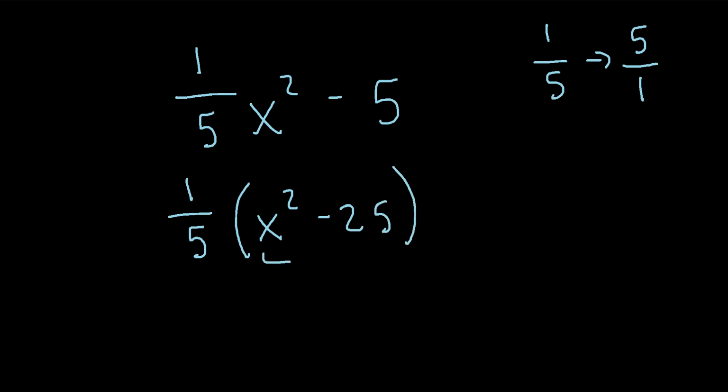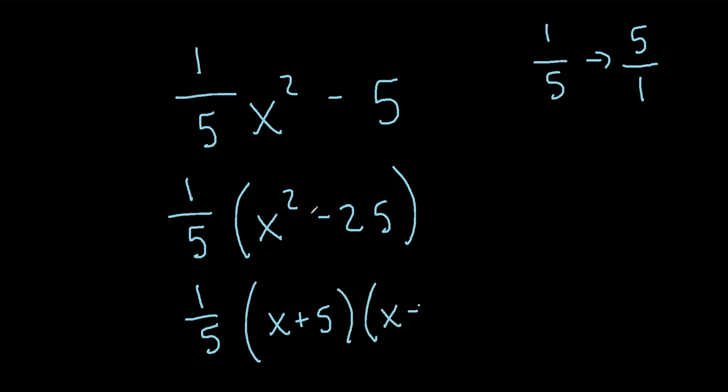Now the last step is we just need to factor this expression right here. So note that we have a difference of squares, or in other words, 25 has a perfect square root and x squared has a perfect square root. So what we can write as our final answer is 1/5 times, this just becomes x plus 5, since that's the square root of 25, and x minus 5. So that will be our final answer.